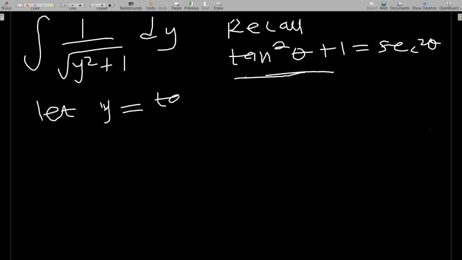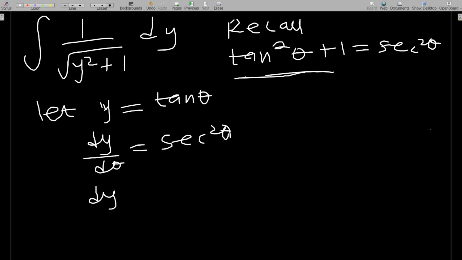our y be equal to tan theta. This means that my dy d theta will be equal to sec squared theta. This simply means dy is equal to sec squared theta d theta.